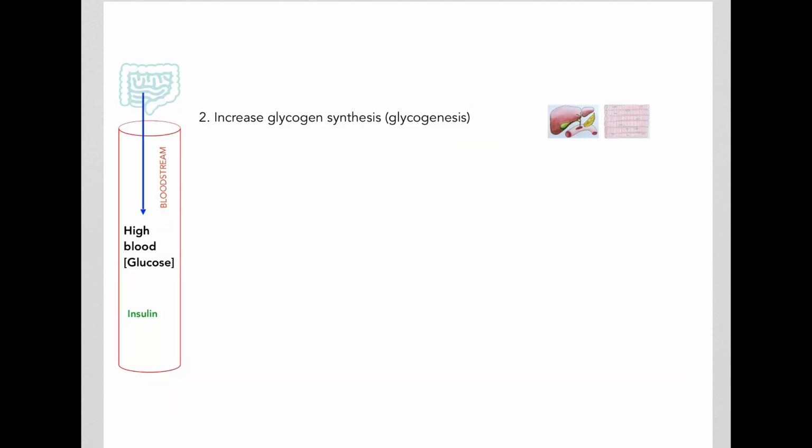Now let's look at the effect of insulin on glycogen synthesis. How does insulin increase glycogen synthesis, which is also called glycogenesis? And this happens mostly where most of your glycogen is stored, and that is your liver as well as your muscles.